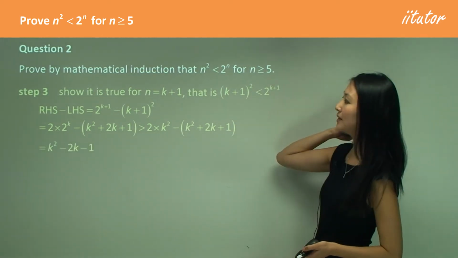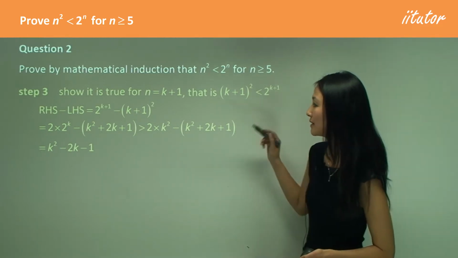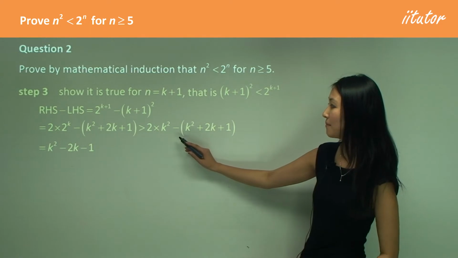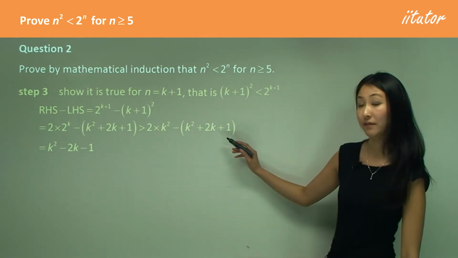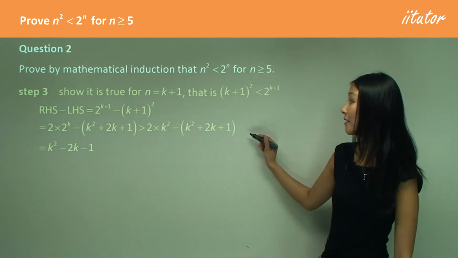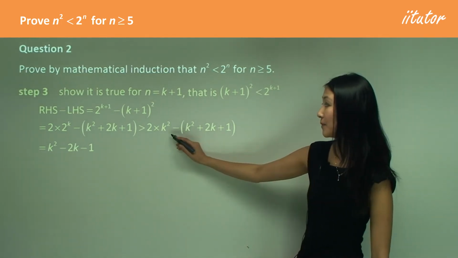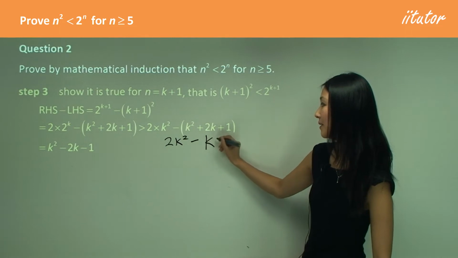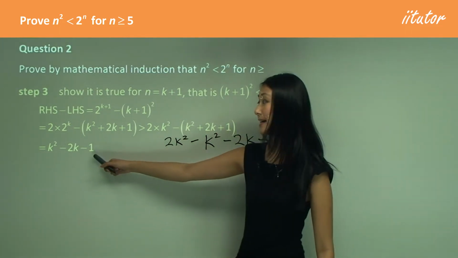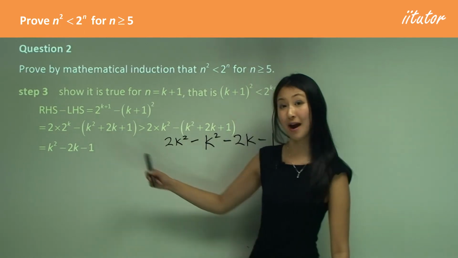So now what we need to do is to simplify some of these things. Over here, we have 2 times k squared minus all of that. I just want to simplify, just working with this bit over here now, okay? So we have 2k squared minus k squared minus 2k minus 1. And that's how we get k squared minus 2k minus 1.